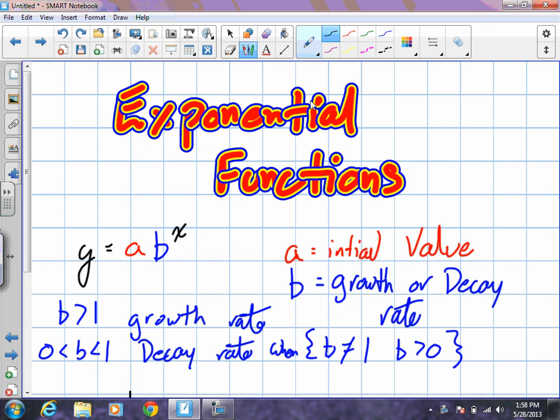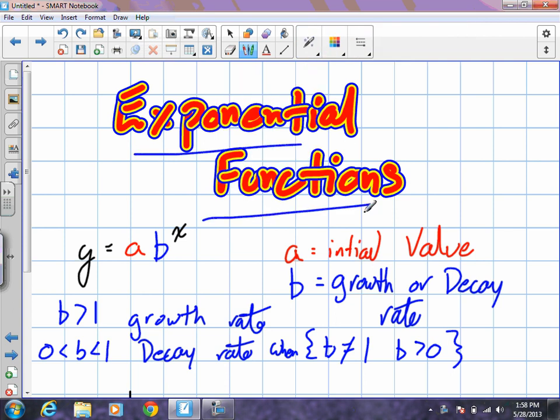Okay, so exponential functions. There's a couple of rules we need to go over. First of all, an exponential function is not the same as a quadratic or a linear function. This is an entirely new function that we're learning about. The equation of an exponential function, we'll call this its standard form, is written like this: a times b to the power of x is equal to y.